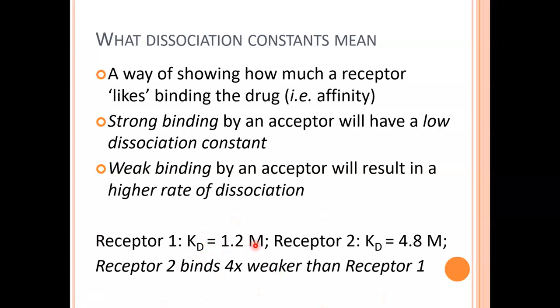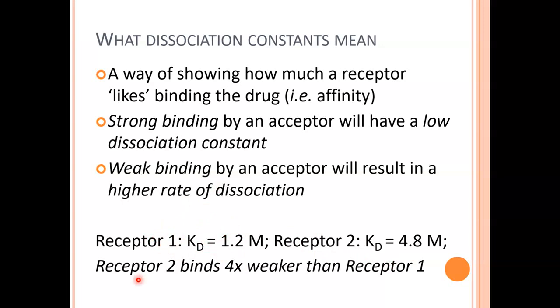So here we have a dissociation constant of 1.2 molar versus receptor 2, dissociation constant of 4.8 molar. Receptor 2, this one binds 4 times weaker than receptor 1. So the dissociation number is bigger, right? Because we're looking at the dissociation constant. So the fact that this is a big number means it is more inclined to dissociate, whereas this one is a smaller number, which means it's less inclined to dissociate. So this is why receptor 2 is weaker than receptor 1.